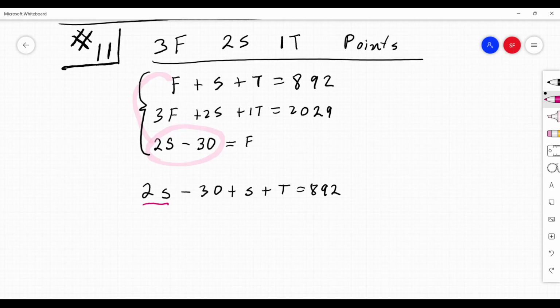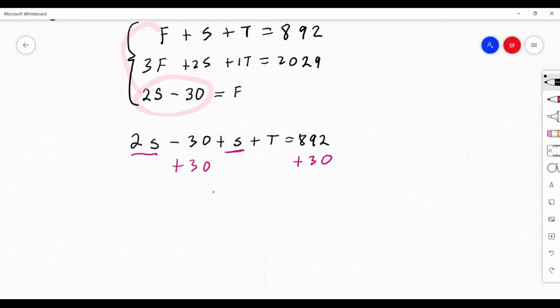We've got to combine like terms, right? Yeah. So 3S. We'll go ahead and add 30 to both sides as well. How's that sound? Is everybody following that much? Sure. 3S plus T equals whatever that is, which is 922. Yep.